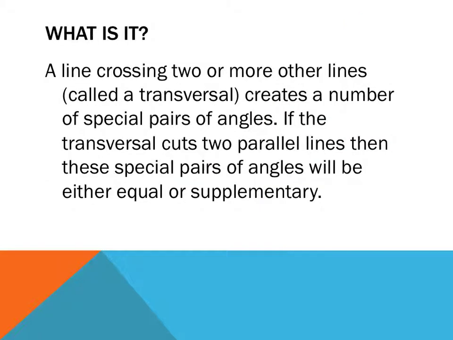Some new words today. A line crossing two or more other lines is called a transversal. You will probably see transversals a lot in bridges and roads. Any line that cuts two other lines is called a transversal. When the two lines that the transversal cuts are parallel, some pretty cool pairs of angles form. These angles will either be equal to one another, because they end up being like a mirror, or they might be supplementary.